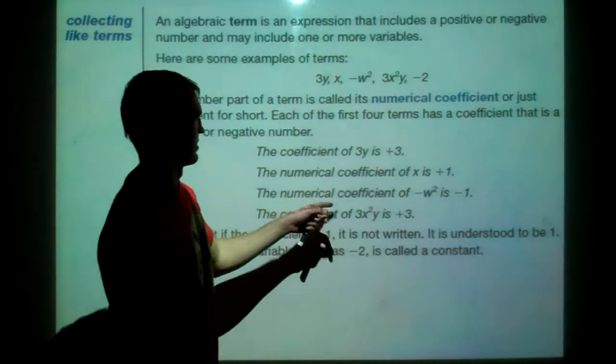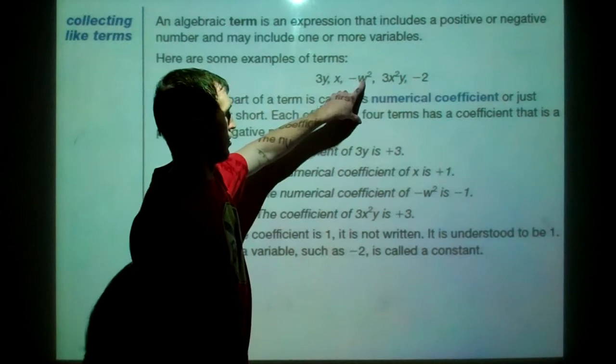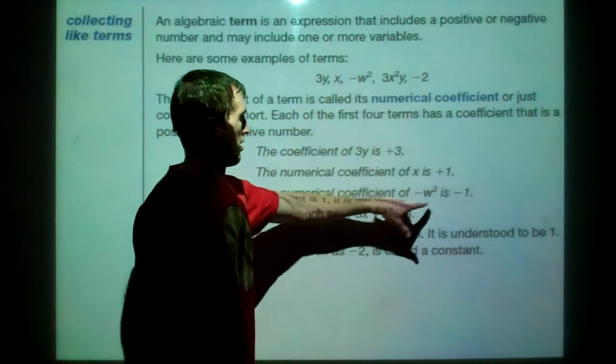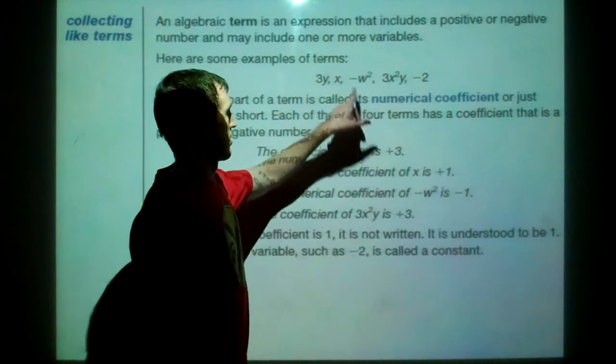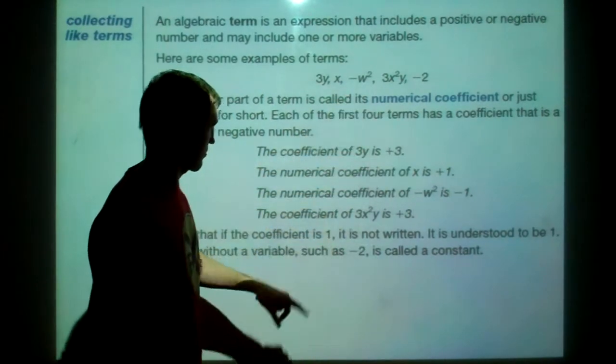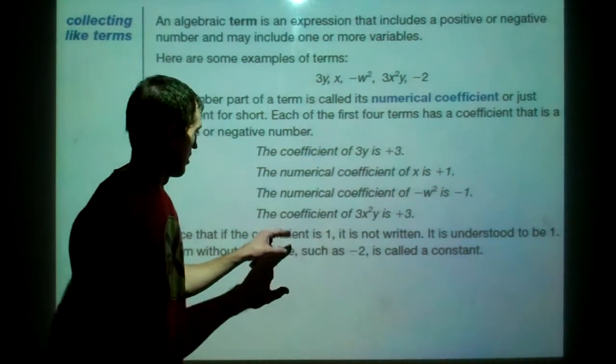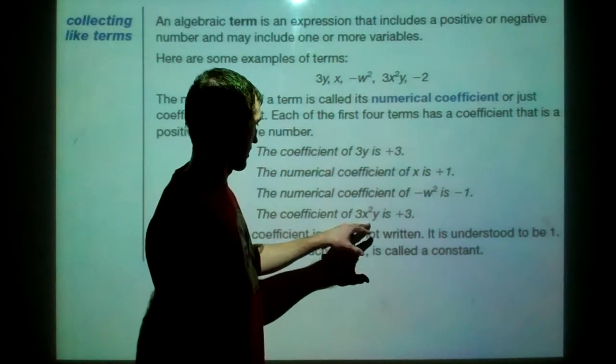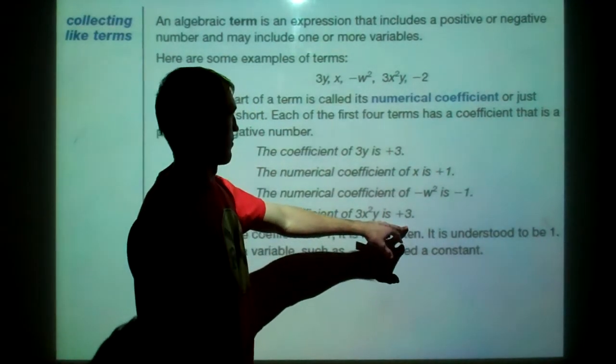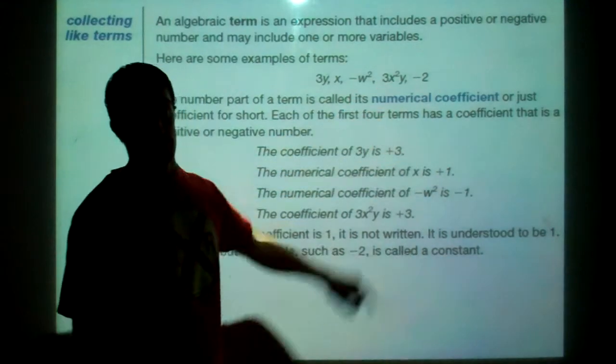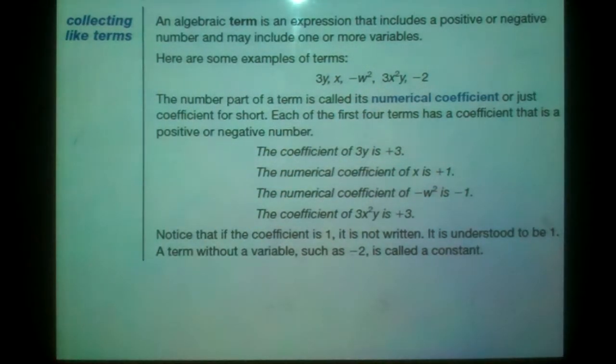Okay? So that means the coefficient for negative w to the second will be negative 1. We know it's negative because there's a minus sign in front of it, and we don't see a number. Alright, the coefficient of 3x squared y is positive 3. There's the number 3, and there's not a negative in front of it or a minus sign, so we say 3. And notice that the coefficient is 1 if it is not written, so it is understood to be 1.